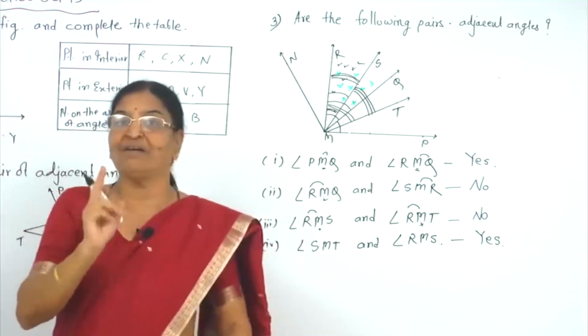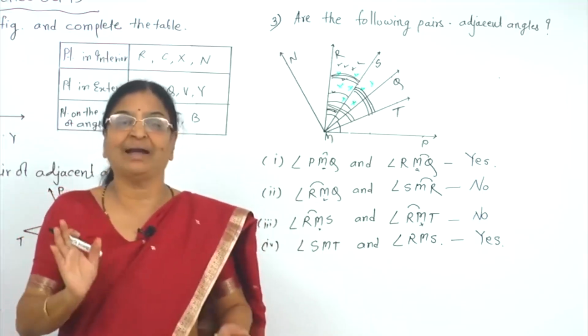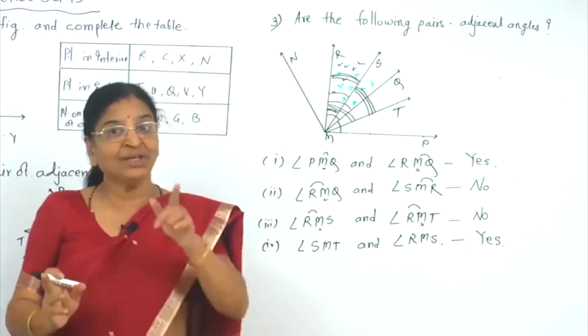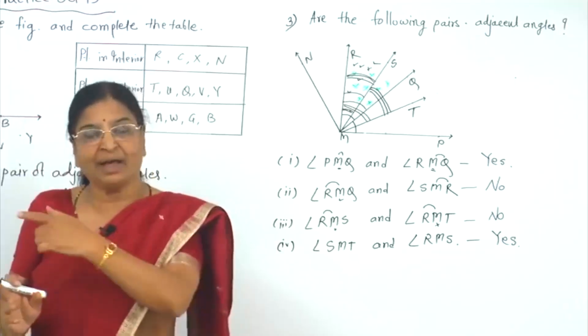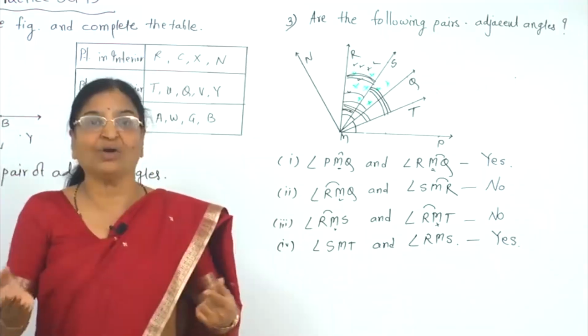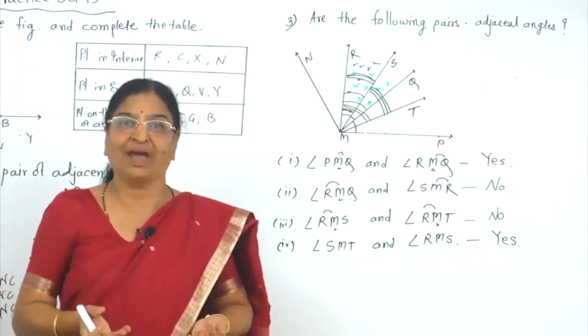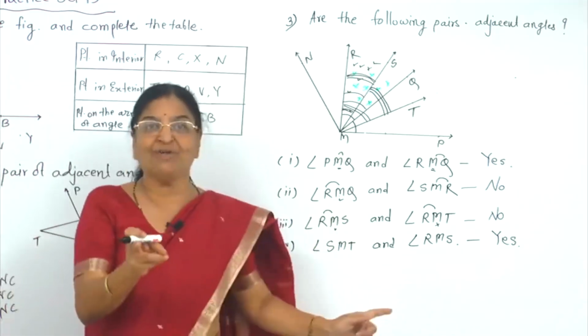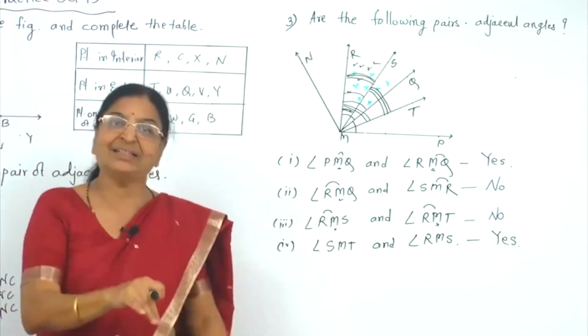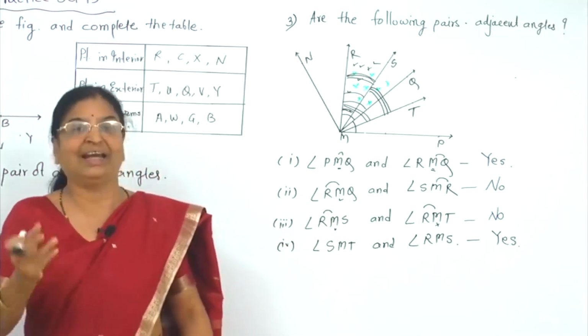So now you must have understood what we mean by adjacent angles, because these adjacent angles will be there everywhere. Next we are going to learn some more pairs of angles, but first it will come to mind whether it is an adjacent angle also, and then we will find out.